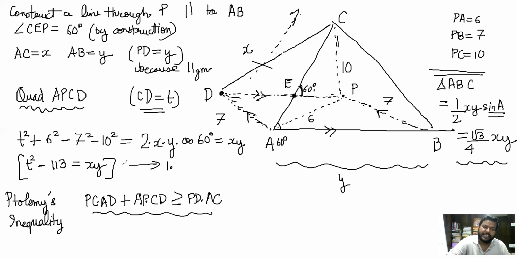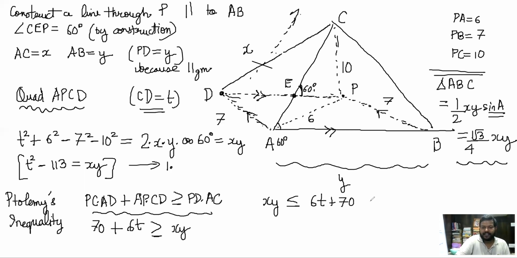Now we know PC is 10 and AD is 7. So this becomes 70 plus AP, A to P is 6 and C to D is T, right? So 6T is greater than or equal to PD times AC. So what is PD? PD is Y, AC is X, so it is greater than or equal to XY, right? So we get an inequality here, XY is less than or equal to 6T plus 70. This is my second statement, okay?